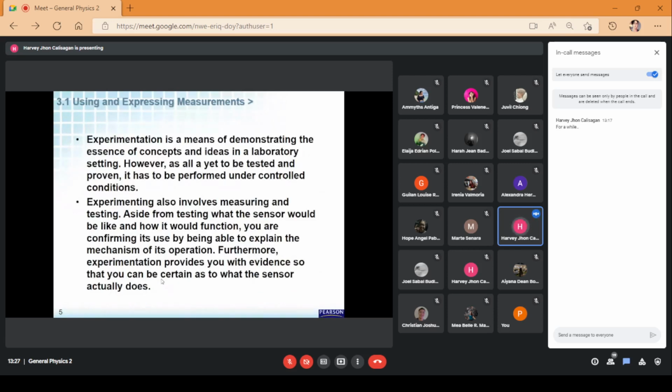Experimentation is a means of demonstrating the essence of concepts and ideas in a laboratory setting. However, as all are yet to be tested and proven, it has to be performed under controlled conditions. So yeah, it's the same thing I mentioned already, the meaning of experimentation. Another term for experimentation is the word testing. Okay, we are testing. Testing is necessary because it will provide us more evidence about the certain issues that we are trying to deliver to our respondents or interviewees.